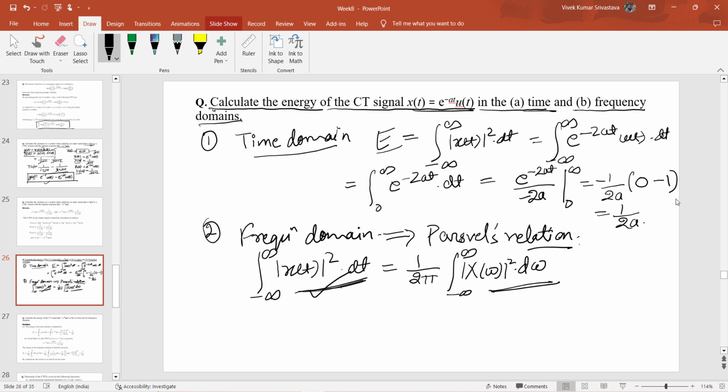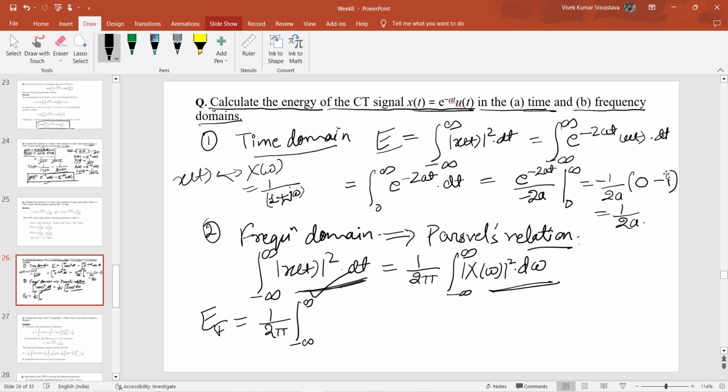So we will use this expression. Now the energy in the frequency domain we can evaluate as 1 over 2 pi times the integral from minus infinity to infinity. Now x of t that is given to us is e raised to the power minus at into u of t. So the corresponding Fourier transform of this signal, that is x of t, is x of omega, which is nothing but equal to 1 over 1 plus j omega.